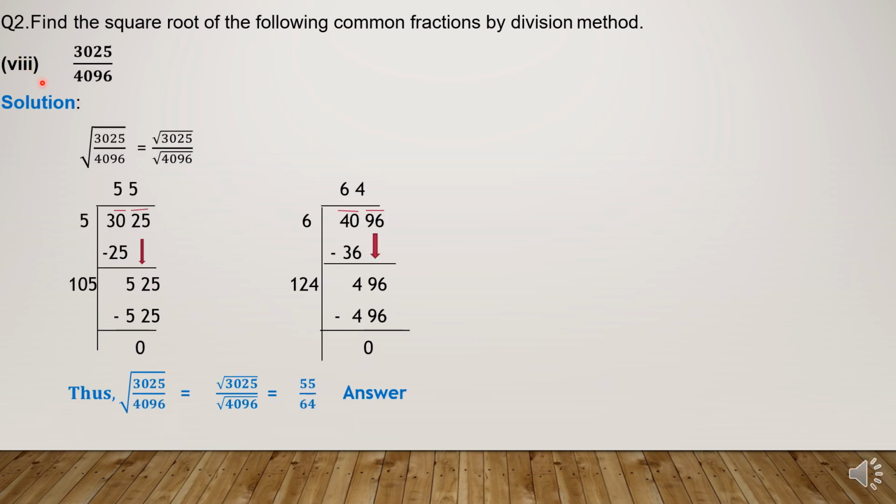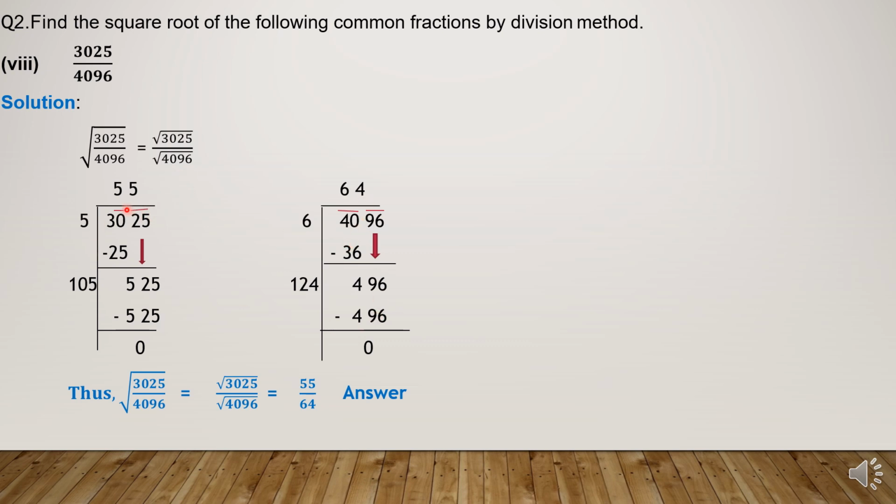Again, question number 2, part number 8. Find the square root of this fraction. The fraction given to you is 3025 over 4096. So what is the method of finding the square root of a fraction? We will take the separate square root of the numerator and of the denominator. So we take the separate square root of both numerator and denominator.